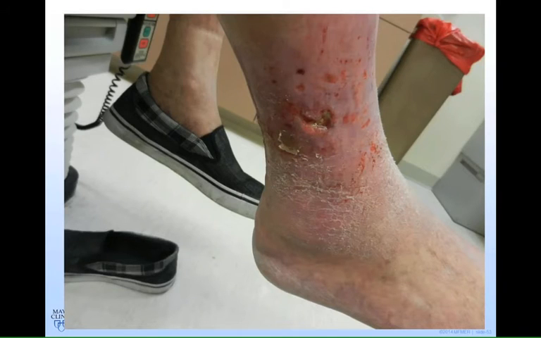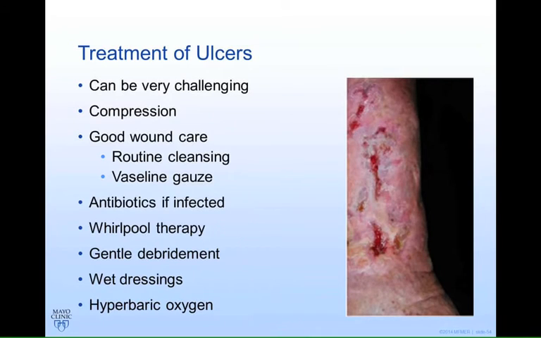So there's another one. Kind of some of the same things we talked about. Whirlpool therapy can also be helpful. We do that in our wound care clinic. It provides some gentle debridement without using sharp instruments. Wet dressings can be helpful in the treatment of ulcers, basically a warm compress. Sometimes I'll have people put a little bit of dilute acetic acid solution in their wet dressing solution. Acetic acid also has some antiseptic or antibacterial properties. And then in really severe settings where we're not able to make any headway, we can use hyperbaric oxygen to help the ulceration heal.